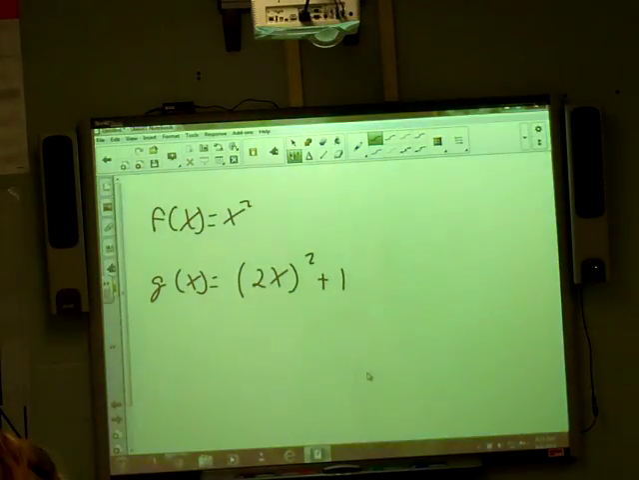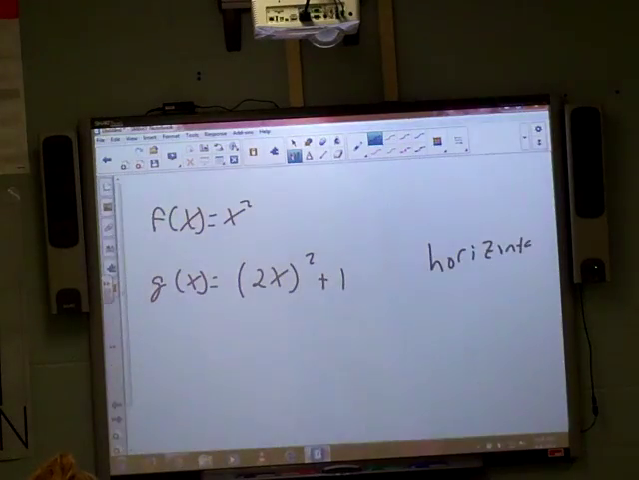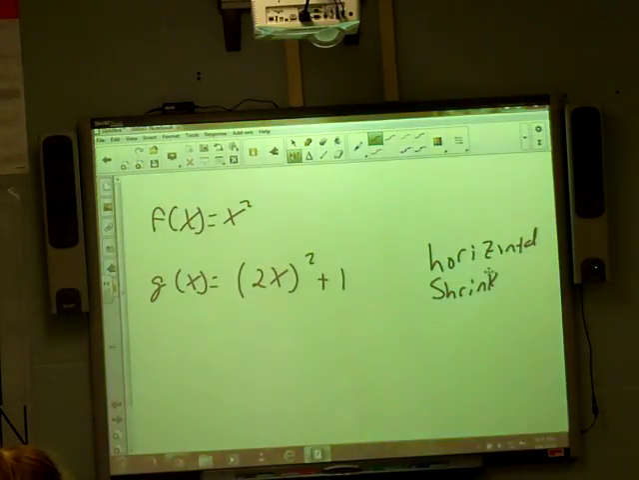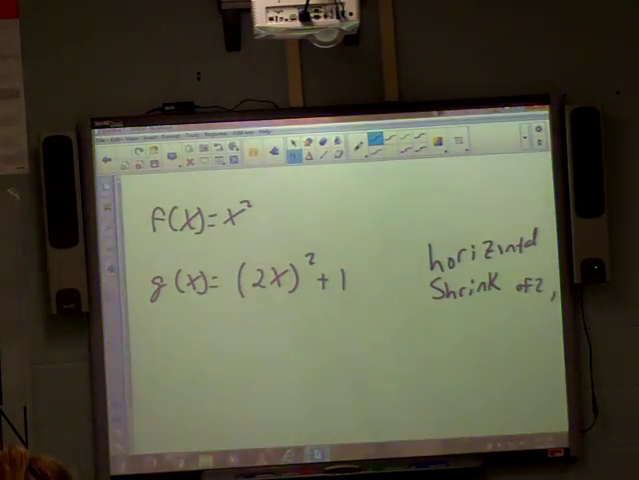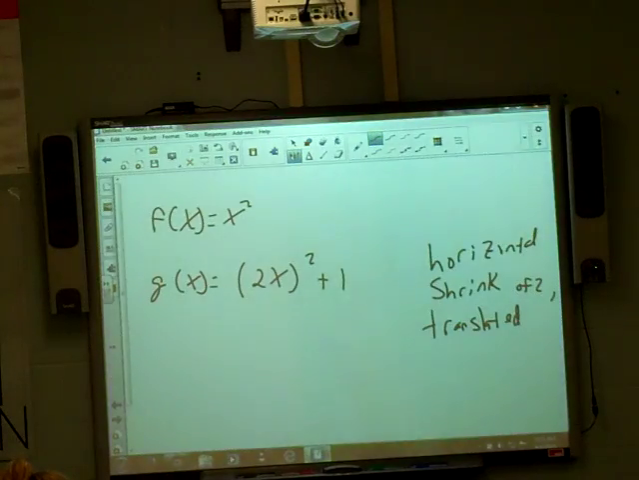Is 2 bigger than 1? Yes. Okay. Is it just out in front of the whole thing, or is it in the parentheses? In the parentheses, which means it is horizontal. So I'm on my horizontal side, and I knew that because it was in the parentheses. 2 is greater than 1, which means it is a shrink. I know it's backwards in my brain. Horizontal shrink of 2, right? Okay. Now this one also is translated. It's scooted somewhere. Because we got a plus 1 out on the end, it is translated up 1 unit.